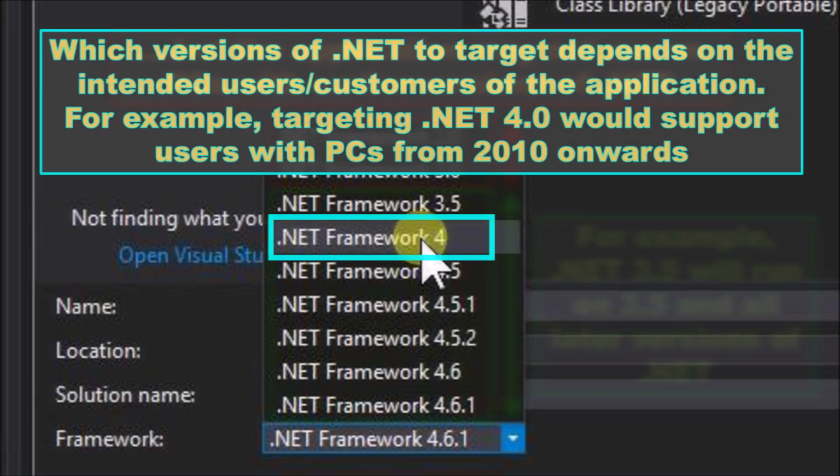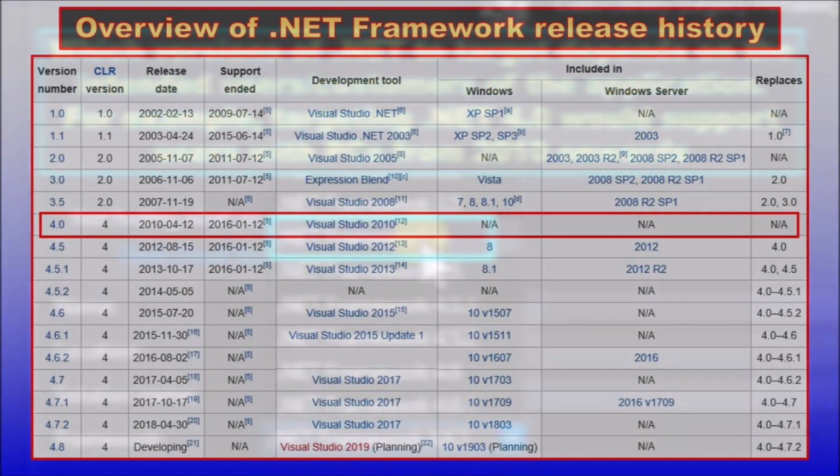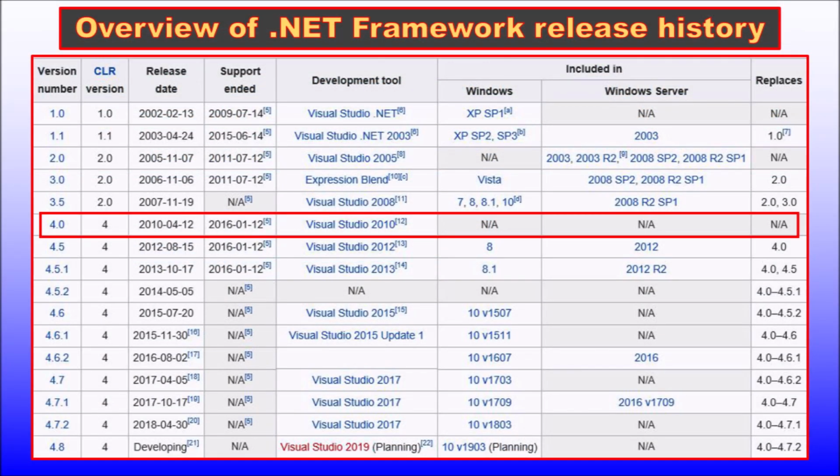So which version should we target is the simple question, without a simple answer. For the moment, for tutorial purposes, we would suggest to target .NET 4.0, available since 2010. But it really depends on the intended users of your application and what version of .NET you expect them to have installed, i.e. how old is their PC.